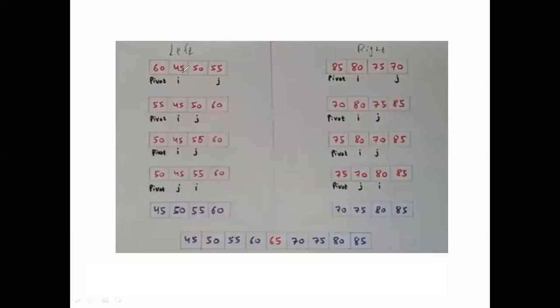So in this example, 45 is not greater than the 60, and 50 is not greater than the 60, and 55 is not greater than the 60. Next, choose the j value. So the j value is 55. 55 is less than the pivot, and 50 is also less than the pivot.